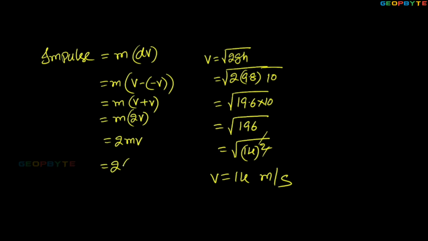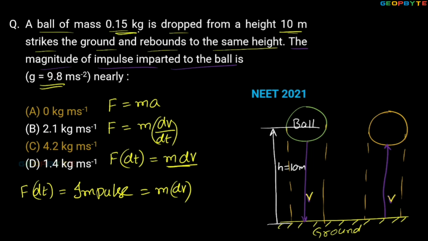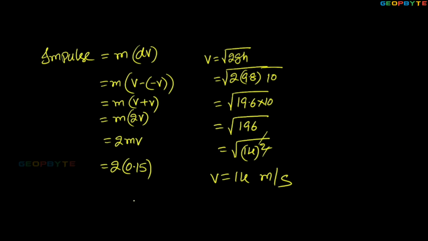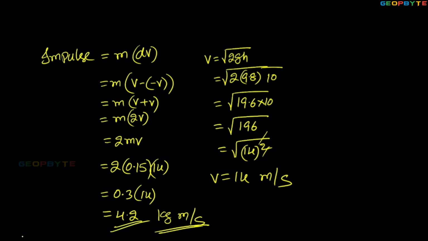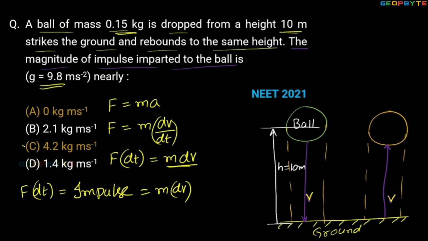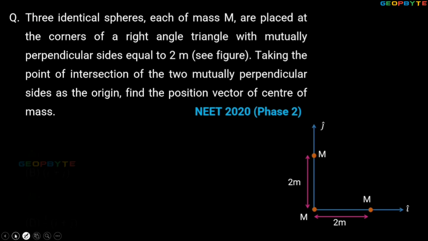Therefore, impulse equals 2 into m, given as 0.15 kg, into v, 14. Simplify this value: 0.3 multiplied by 14 equals 4.2. Look at the units: mass is in kg, velocity in meters per second, so 4.2 kg meter per second. Look at option C. Option C is absolutely correct. Understood clearly? Yes.